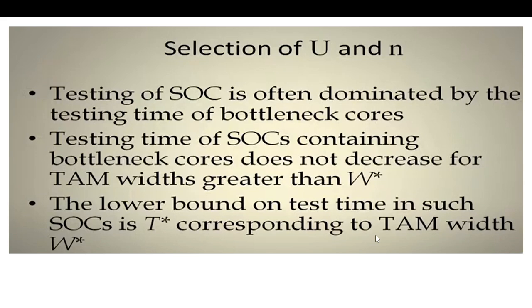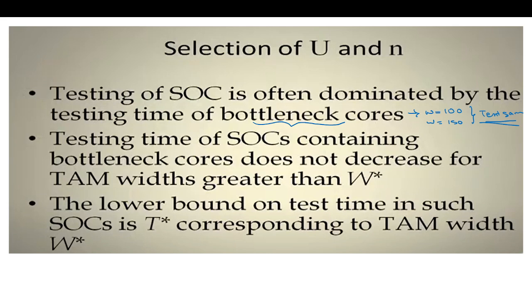So, selection of the U and N. Testing of SOC is often dominated by the testing time of bottleneck cores. So whatever the TAM width is there, it is not improving the testing time. Such cores are called bottleneck cores. See, you have W of say 100 or say W of 150. Still, the test time is the same. Such cores are called bottleneck cores.